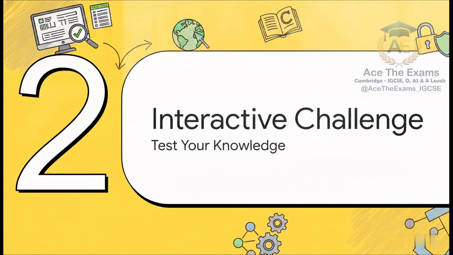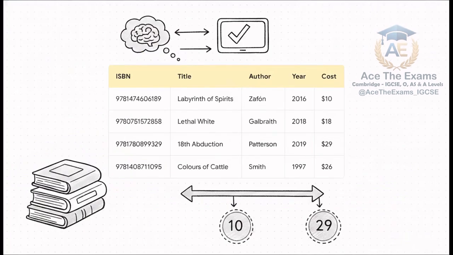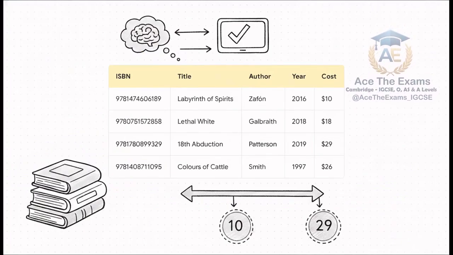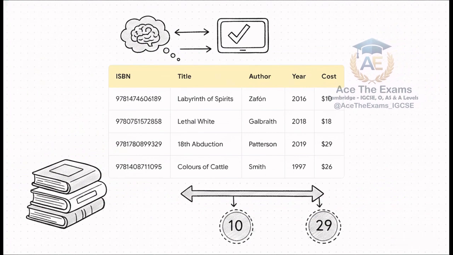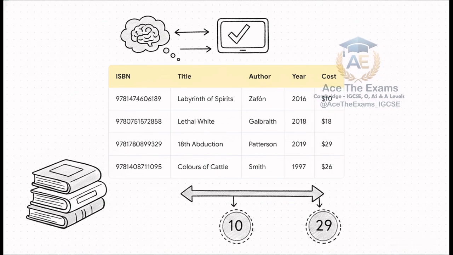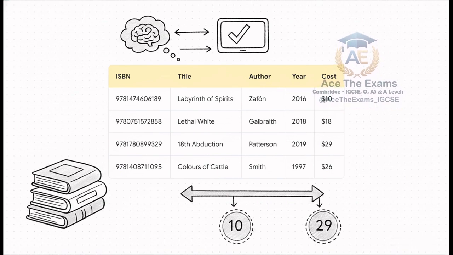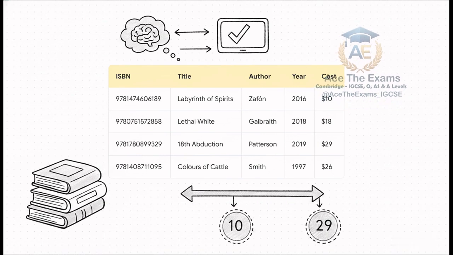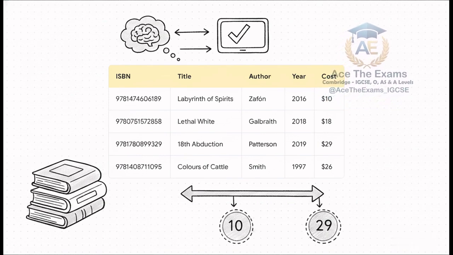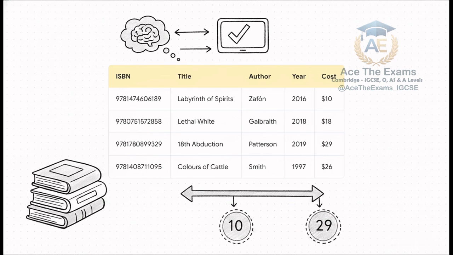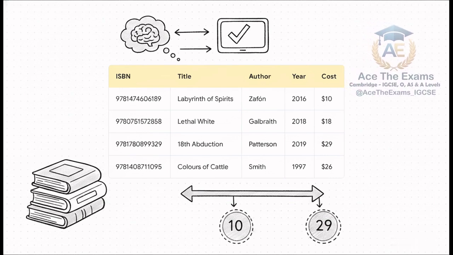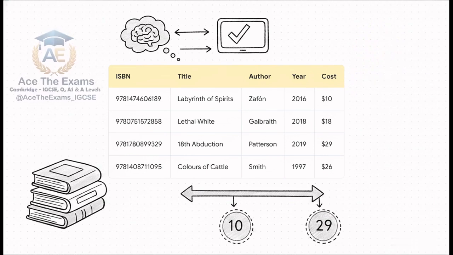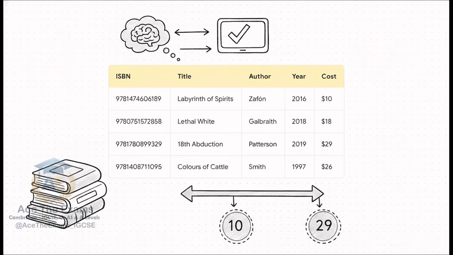Section 2, Interactive Exam Challenge. Now that we have those definitions locked in, let's apply this examiner's lens to a practical Cambridge-style scenario directly from the source material. Look at this books database table. Notice the data types and the natural limitations of the information. For example, look at the cost column. The prices range strictly between $10 and $29. An examiner will expect you to look at a table exactly like this and immediately spot that a range check would be perfect for the cost field, ensuring nobody types in a value lower than 10 or higher than 29.